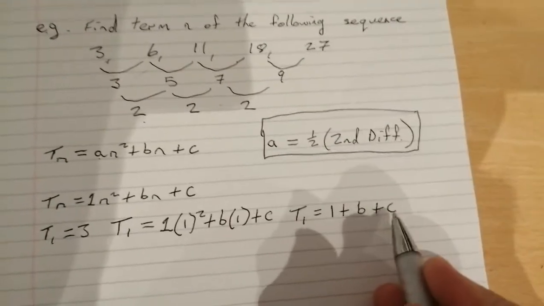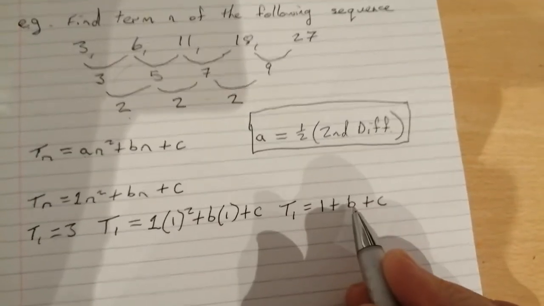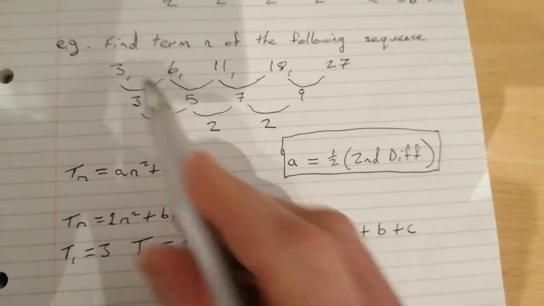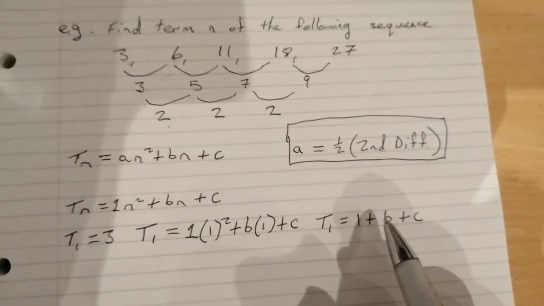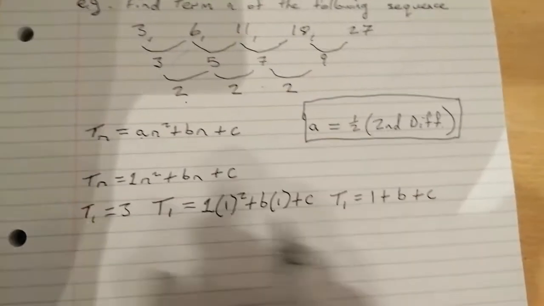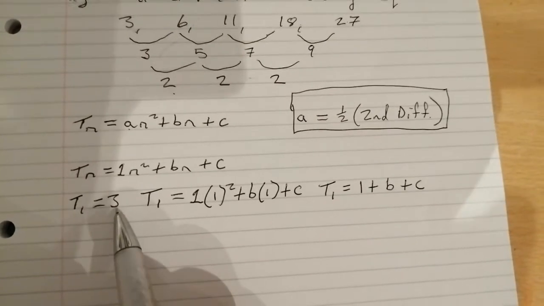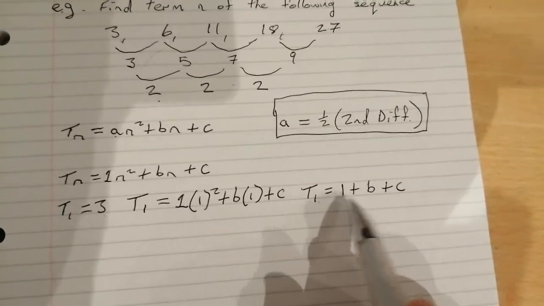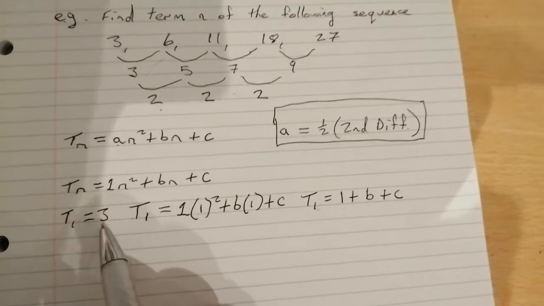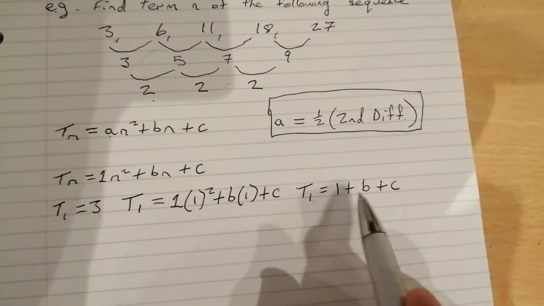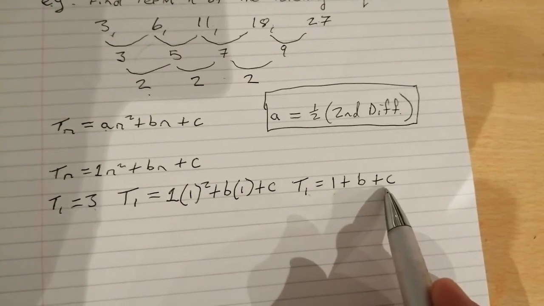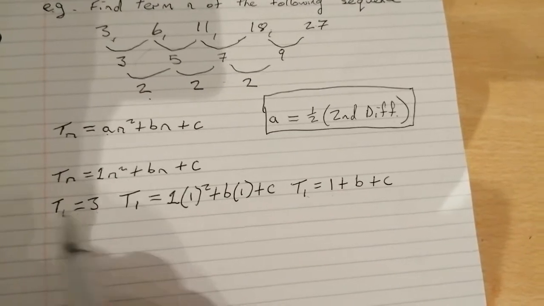So if I knew what b and c were, and I subbed them in here, then I should get a value of 3 for term 1, shouldn't I? But I don't know what b and c are. But what I do know is that if term 1 is equal to 3, and term 1 is equal to 1 plus b plus c, then 3 must be equal to 1 plus b plus c. They have to be the same thing, don't they, if they're both term 1.